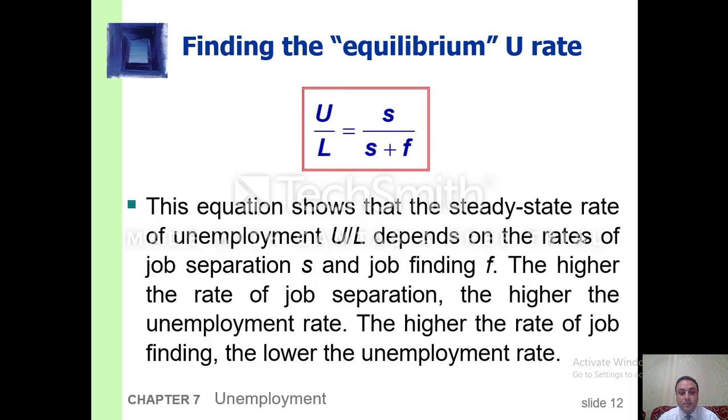So this equation shows that the steady state rate of unemployment depends on rates of job separation S and job finding F. That's what we talked about at the beginning, that the unemployment rate depends on the rate of job separation and the job finding. So the higher the rate of job separation, the higher the unemployment rate, because more people lose their jobs. And the higher the rate of job finding, the lower the unemployment rate, because more people find new jobs. So the unemployment rate decreases in this case.